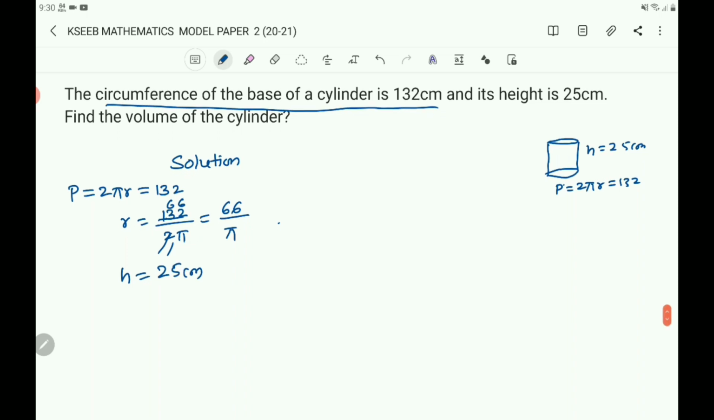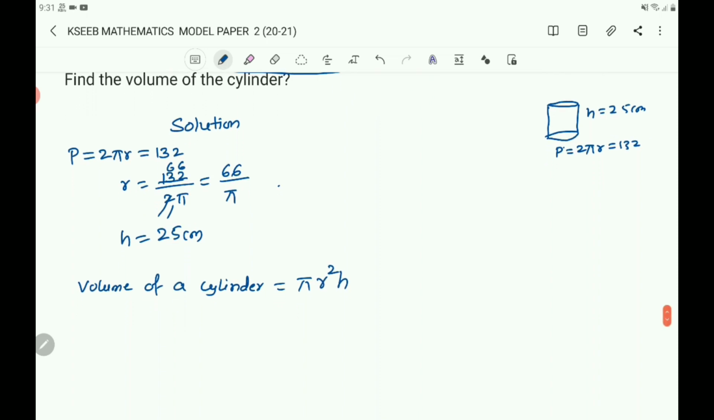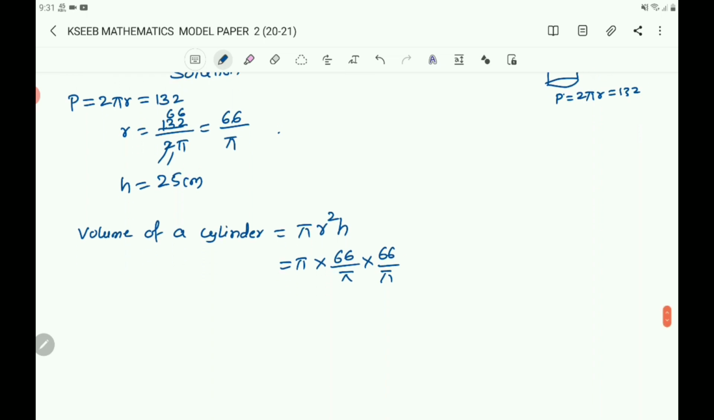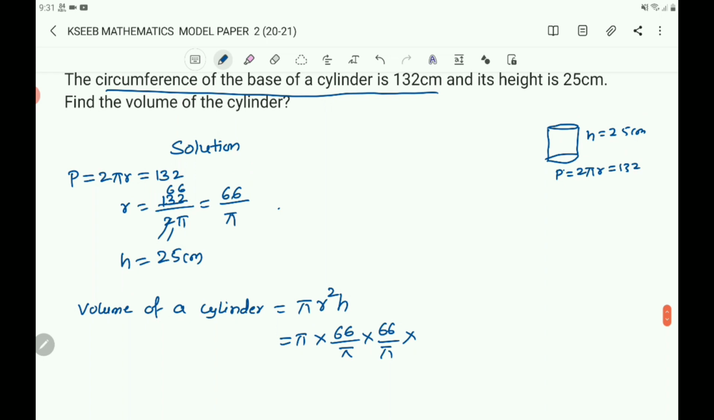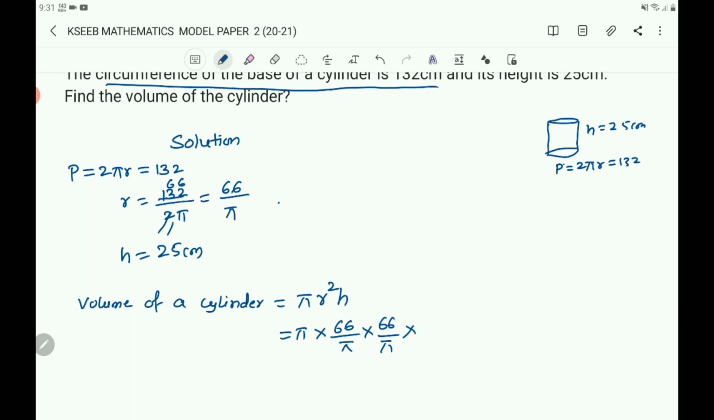Then what is the formula for the volume of a cylinder? So you write volume of a cylinder equals pi into r square into h, that equals pi. R is 66 by pi, so you can write 66 by pi into 66 by pi into h. H is how much? 25.